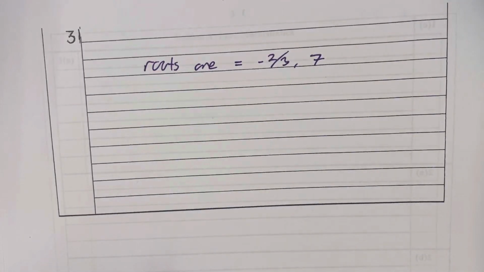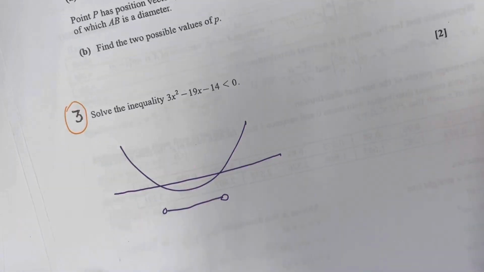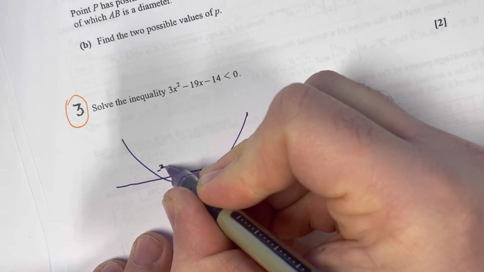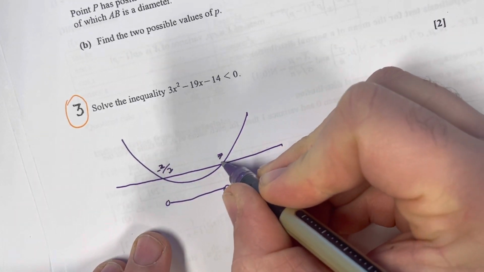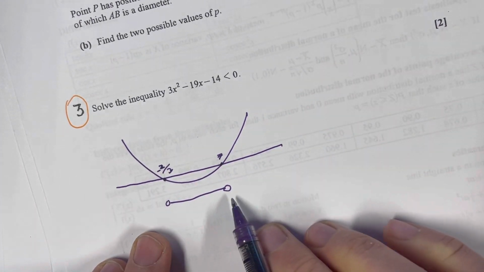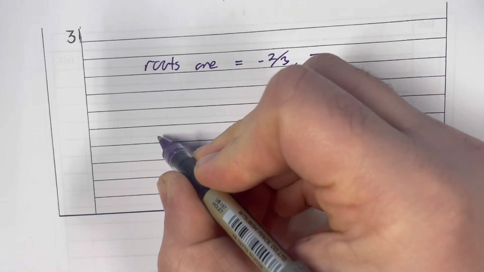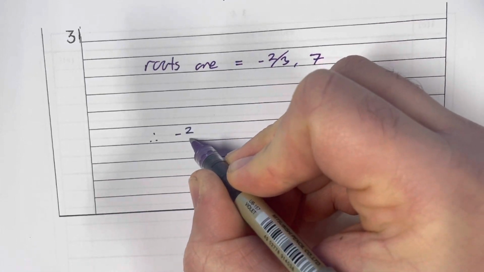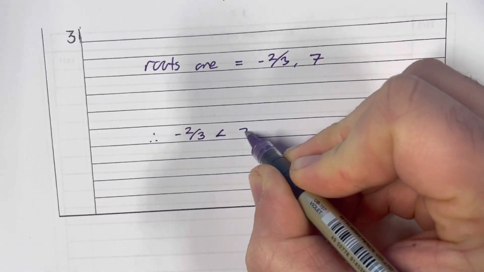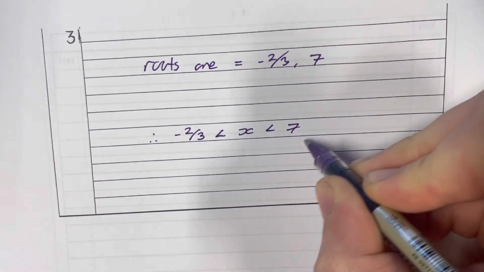And if you like, on the sketch, this point here would be minus 2/3, and this point here would be 7. And I want in between the roots, not including the roots, because of what I said earlier. So therefore the answer is minus 2/3 is strictly less than x, is strictly less than 7. And that's the answer.